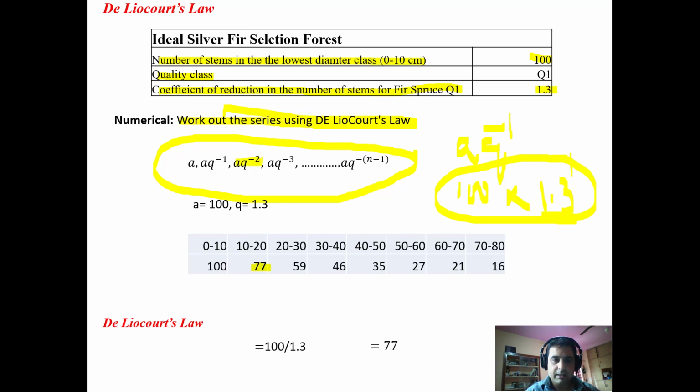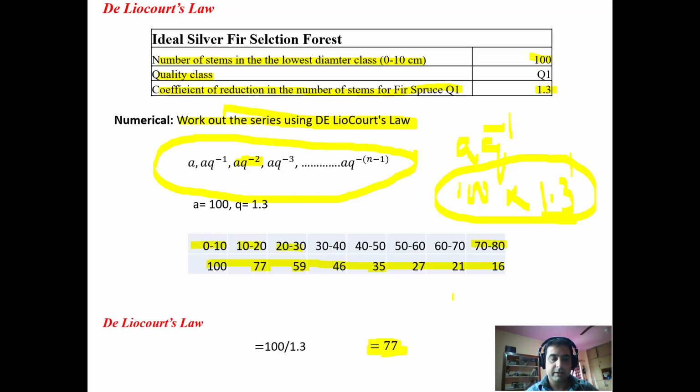Now for the next one, aq minus 2, similarly using the same given values, it works out to be 59, 46, 35. So you can see the diameter distribution from 0 to 10 centimeter, 10 to 20 centimeter, 20 to 30 centimeter. Up till this, the entire number of stems have been worked out. So as per Liocourt's law, the number of stems in the second diameter class, that is 10 to 20 centimeter, will be 77. So this is all about Liocourt's law. Thank you.